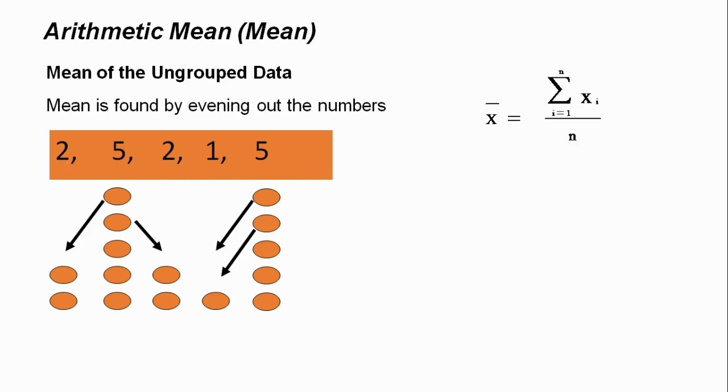So in this, you have to take the sum of 2 plus 5 plus 2 plus 1 plus 5. This will be equal to 15, and divided by the total number of data points, which is 5. So the mean of this ungrouped data is 3. Now, the mean for the grouped data.